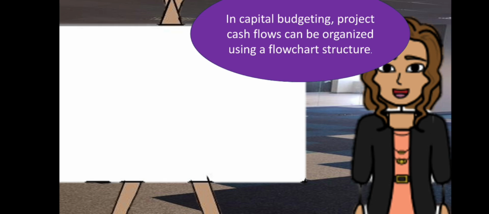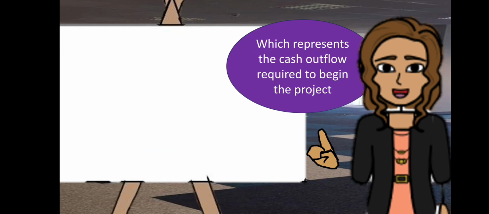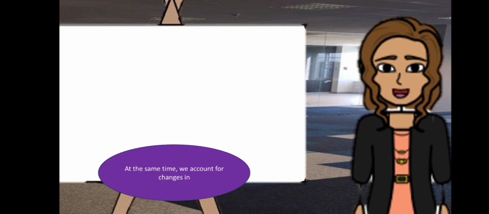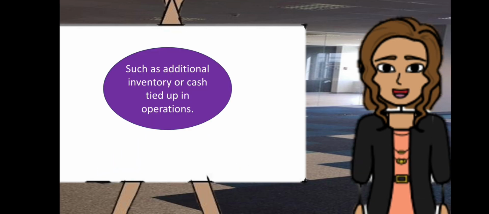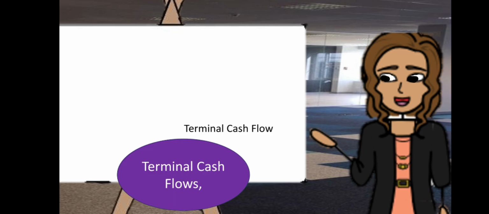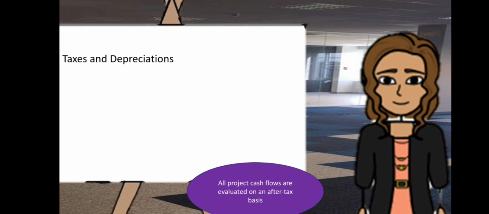In capital budgeting, project cash flows can be organized using a flowchart structure. At the start of the project, we consider the initial investment, which represents the cash outflow required to begin the project. During the life of the project, the firm generates annual operating cash flow from its normal business activities. At the same time, we account for change in net working capital, such as additional inventory or cash tied up in operations. Finally, at the end of the project, we include terminal cash flows, which may consist of recovered working capital or salvage value. All project cash flows are evaluated on an after-tax basis.